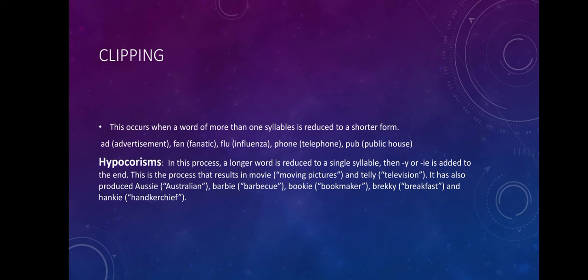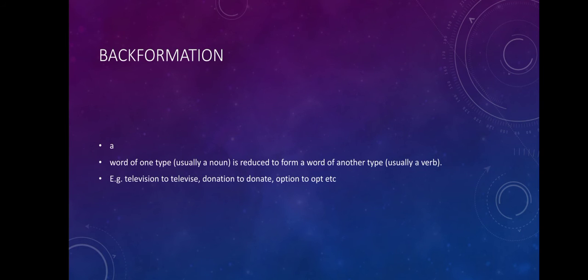There are many other examples of this clipping which you can see in the chapter and on different resources available on internet as well. So this process is called clipping. Now let's move towards back formation. In back formation, a word of one type is usually reduced to form a word of another type. We can say in back formation we not only shorten or trim the spellings of word but also give them another grammatical class. Usually nouns are clipped or shortened to form verbs.